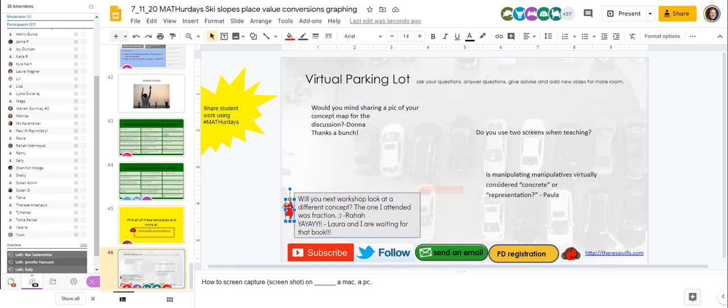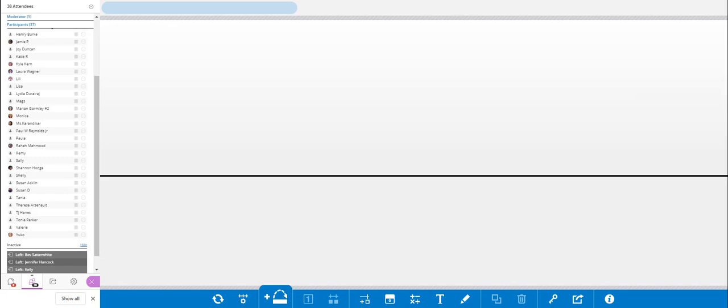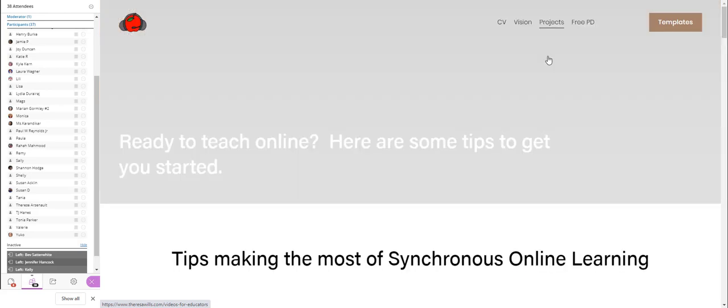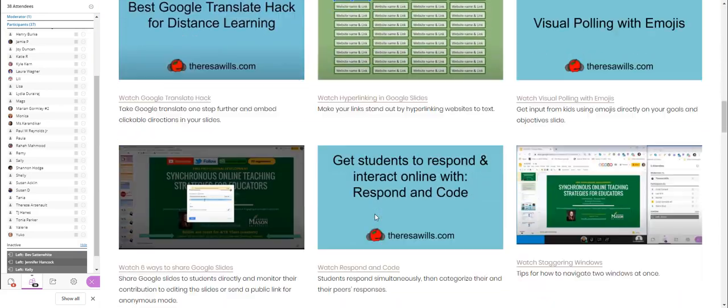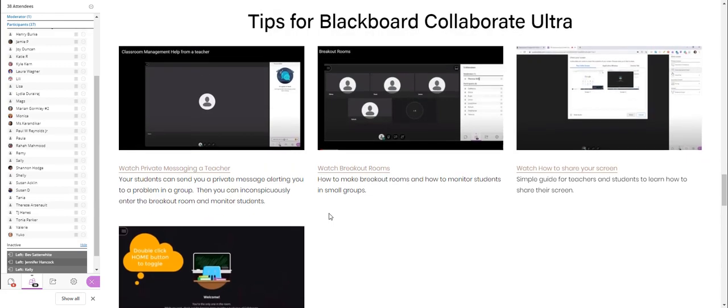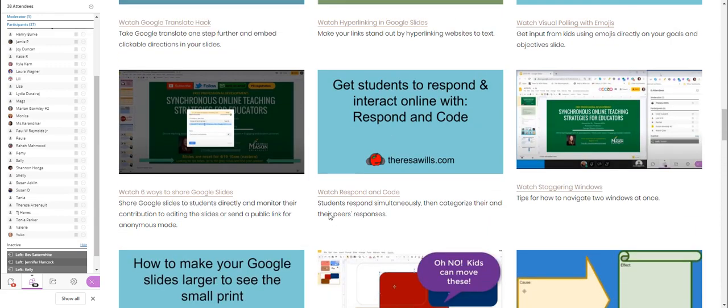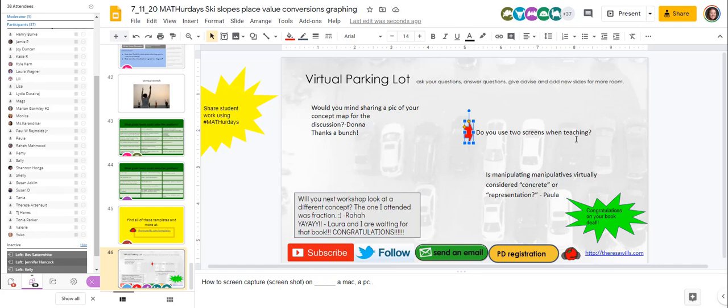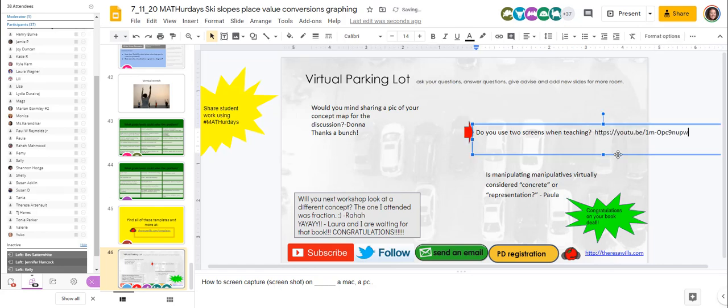Someone asked, do I use two screens when teaching? Since the pandemic started, I've got my little home office down here, and I do. But typically, for the last 10 years, I just had my laptop. I stagger windows, and I can give you a video on what that looks like so that you can try staggering windows also. But I typically didn't have two screens, and I don't usually optimize the space for two either.